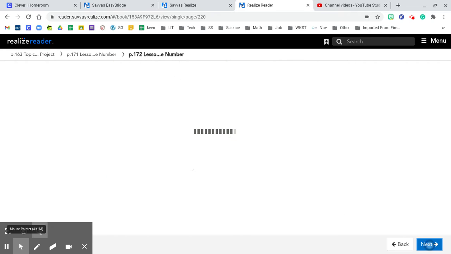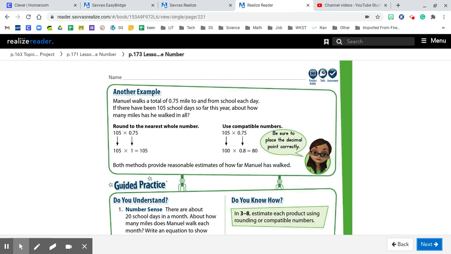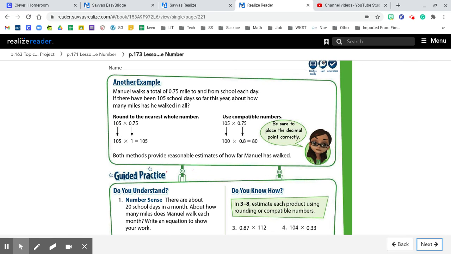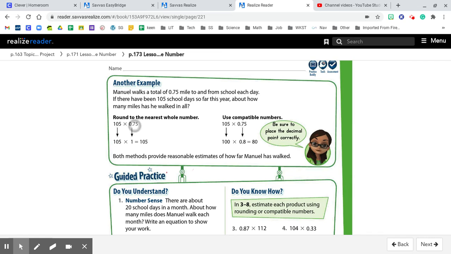People's brains work differently. So another example: Manuel walks a total of 0.75 of a mile, that's 3/4 of a mile, to and from school each day. If there had been 105 school days so far, about how many miles did he walk? So in this case, they decided to leave the 105 alone and only get rid of the decimal. And that is a good strategy.